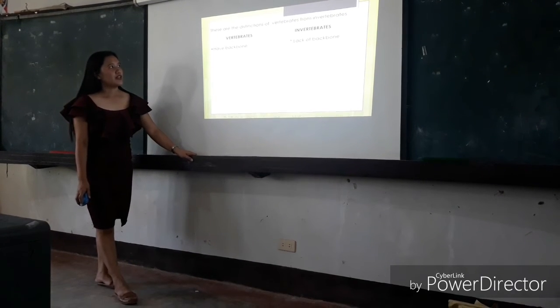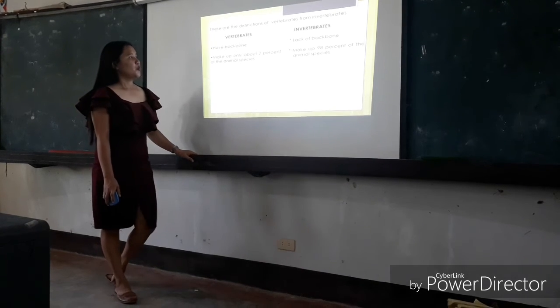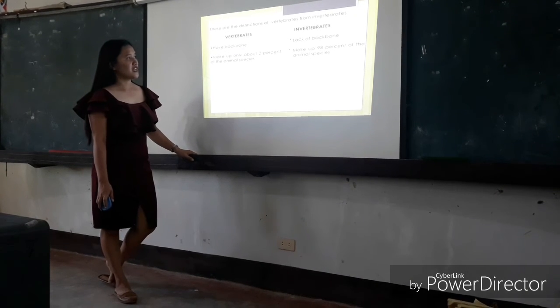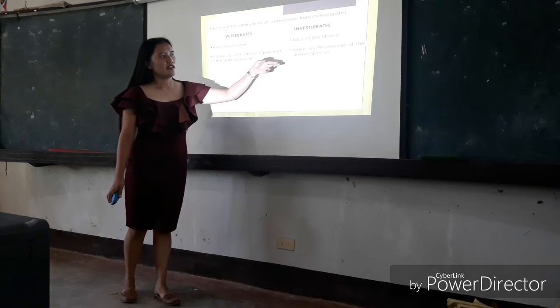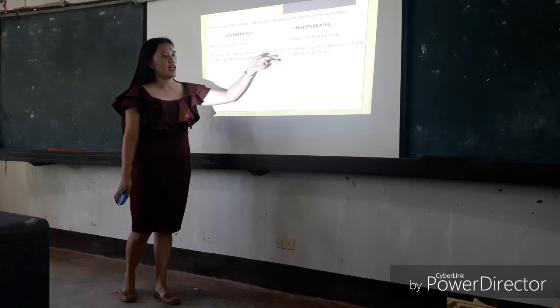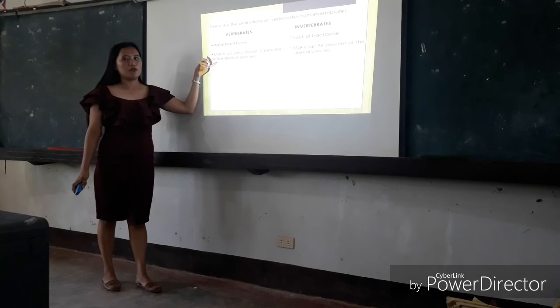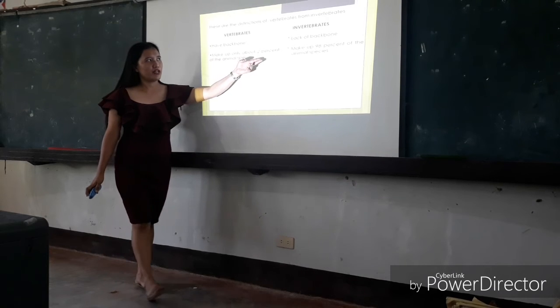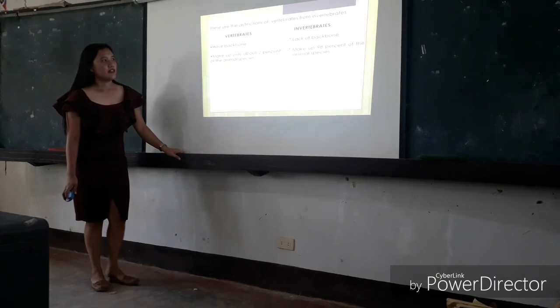Another distinction: vertebrates make up only about 2% of the animal species, while the invertebrates make up 98% of the animal species. So the vertebrates are the small group of animals, while the invertebrates are the bigger group of animals.